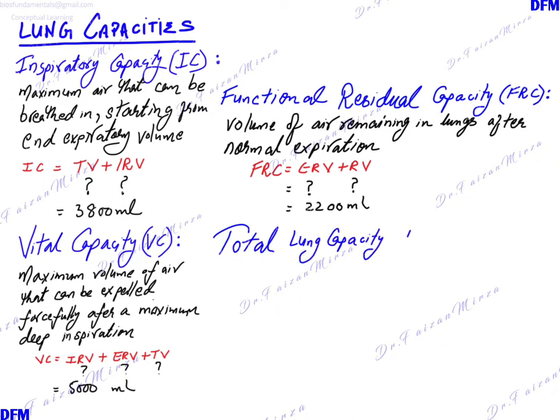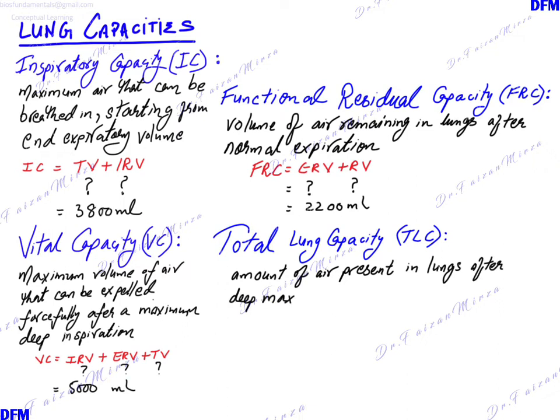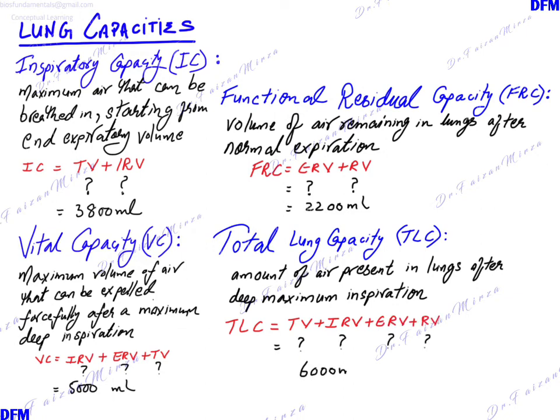Lastly, total lung capacity, or TLC. What is TLC? TLC is the amount of air which is present in lungs after a deep maximum inspiration. Total lung capacity can be calculated by adding four volumes together, TV, IRV, ERV and RV. And the total lung capacity is 6000 ml.